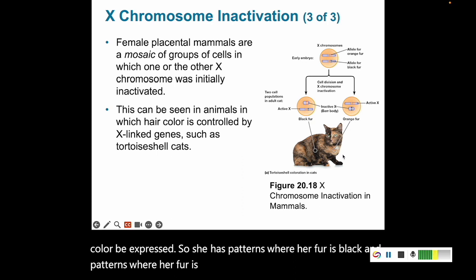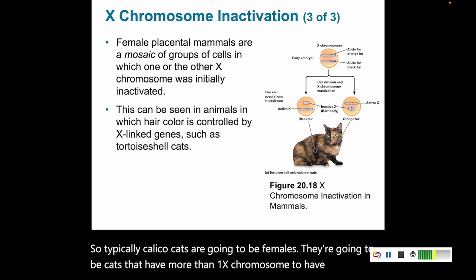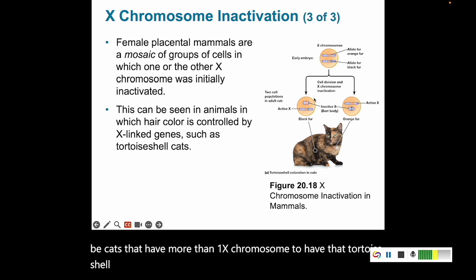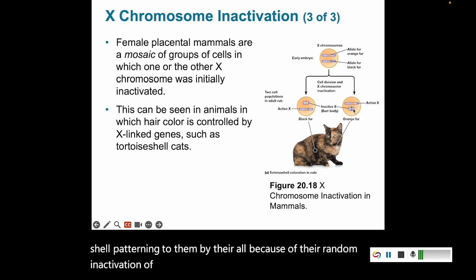So typically calico cats are going to be females. They're going to be cats that have more than one X chromosome to have that tortoiseshell patterning, all because of the random inactivation of their X chromosomes.